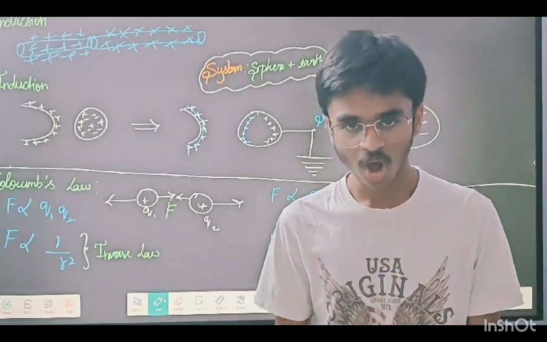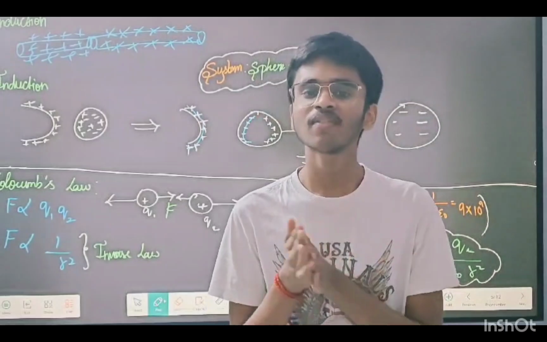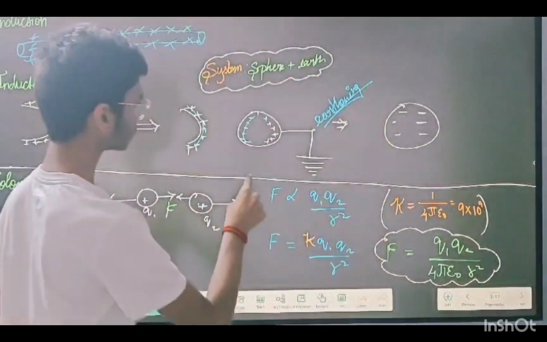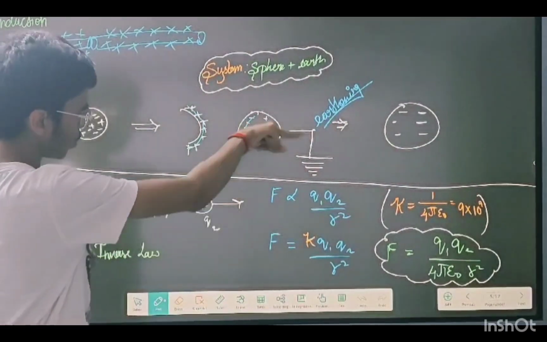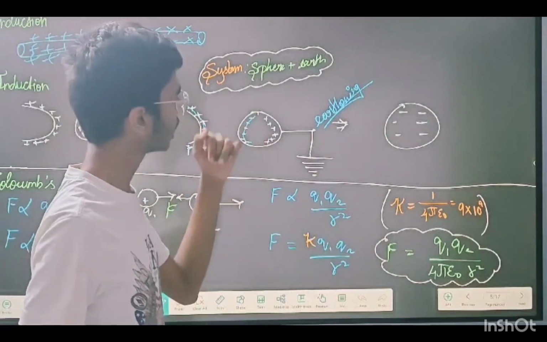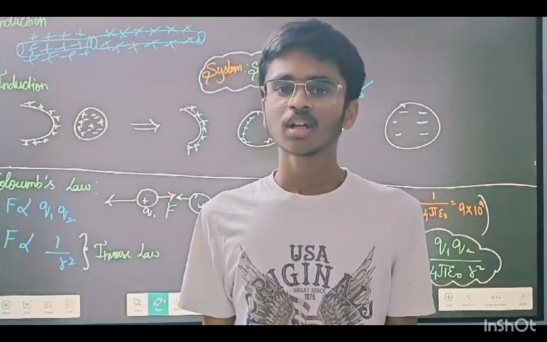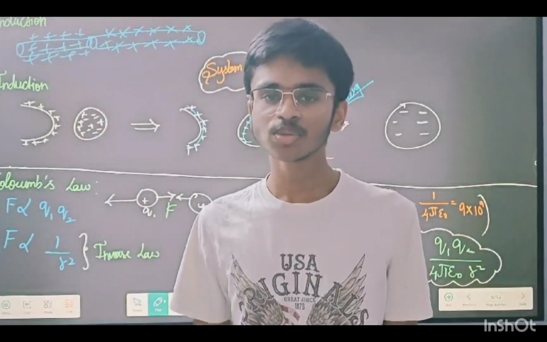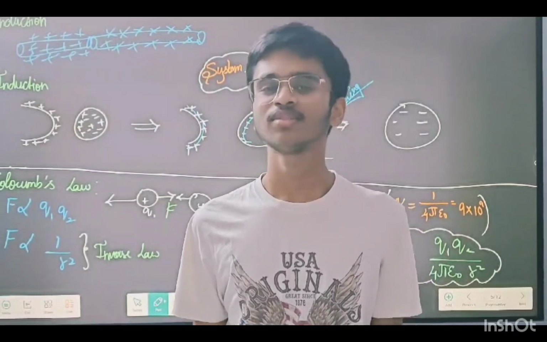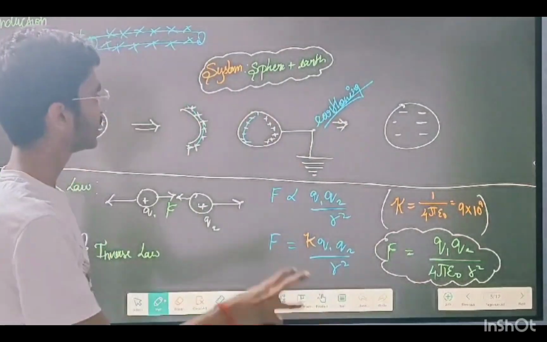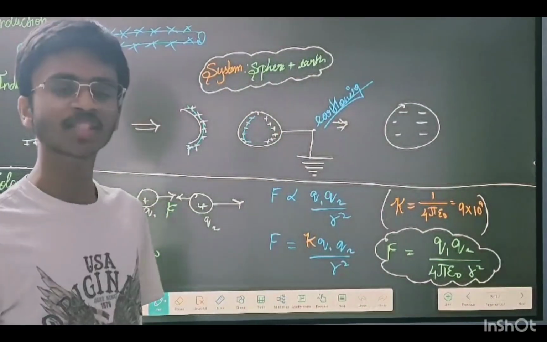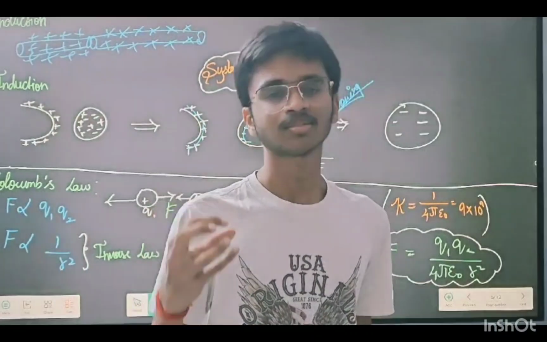no charge is being lost. But you can have a doubt that here I am losing this positive charge, I am giving it to Earth. So that means in this process positive charge is being lost. But why aren't we saying that here charge is being lost? Why are we saying that charge is not lost?